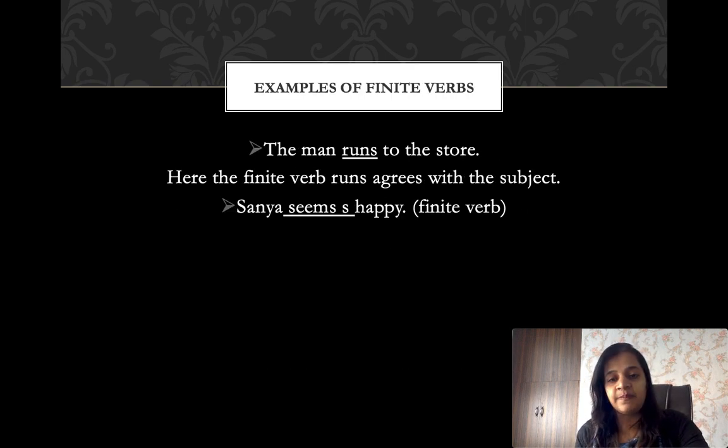Here the man is singular, runs is again singular, so if the subject is singular, the verb is also singular. It means the subject verb agreement is there, the verb agrees with the subject. If it was the men plural, then it would be the men run to the store. So here the finite verb runs agrees with the subject. Sanya seems happy. So here seems is the finite verb.